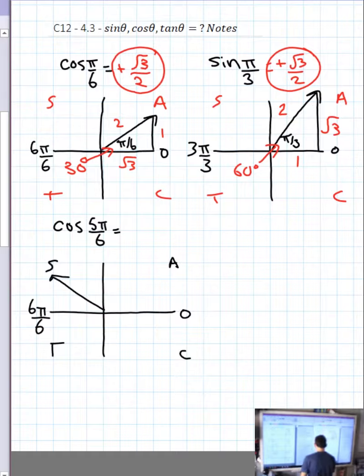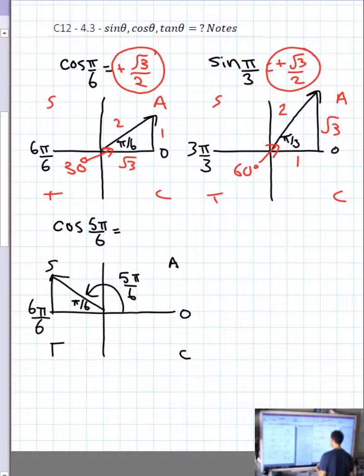I don't have to be perfect. Pi over 6 is our reference angle. Remember, do the first section, learn how to add and subtract in radians, figure out what these reference angles are very fast. If this angle is 5 pi over 6, then we have a reference angle of pi over 6. And if we label that according to special triangles, we have an opposite of 1, an adjacent of root 3, and a hypotenuse of 2. Therefore, looking above, I'm in the S quadrant, therefore cosine is negative.